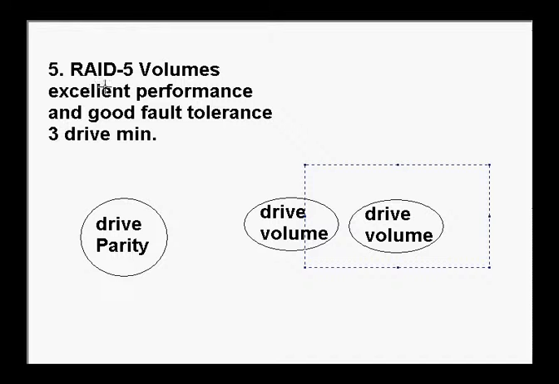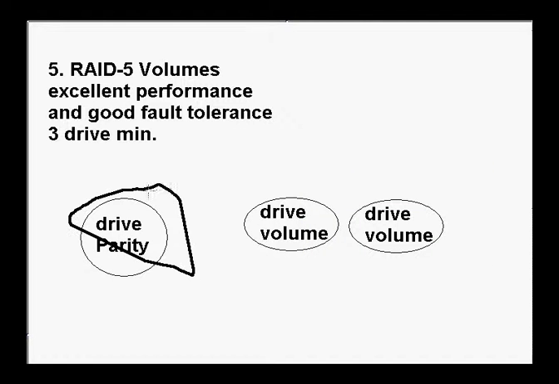Number 5, RAID 5 volumes. They have excellent performance and good fault tolerance. You need to have a 3 drive minimum. So in a sense, the first drive is being used for drive parity, and the other 2 would be used for drive volume. Now when you have 3 drives, it's not as efficient as if you were to maybe have a few more drives here.